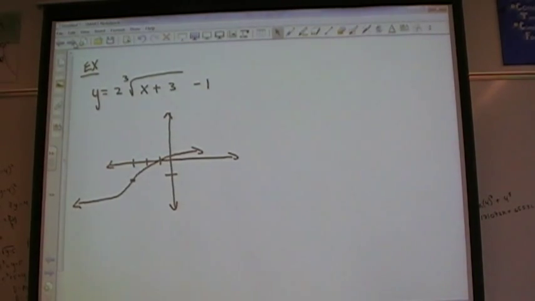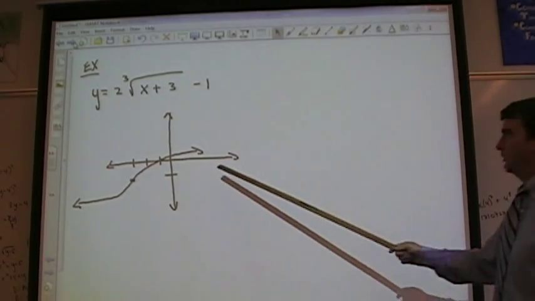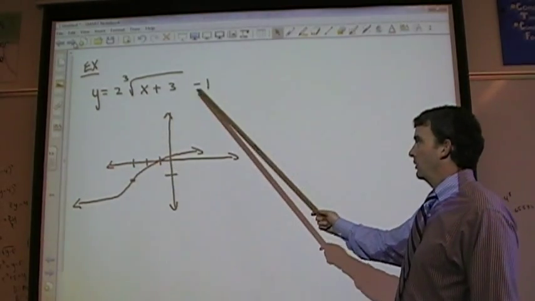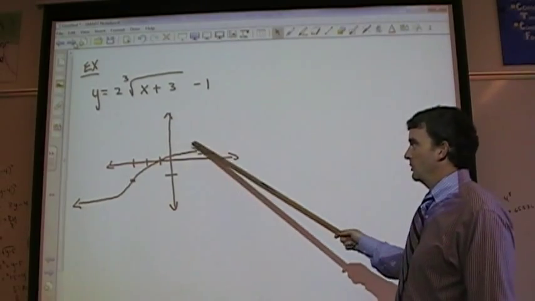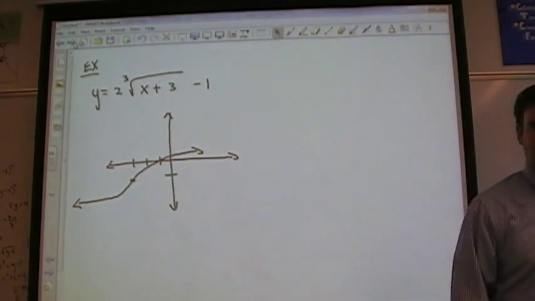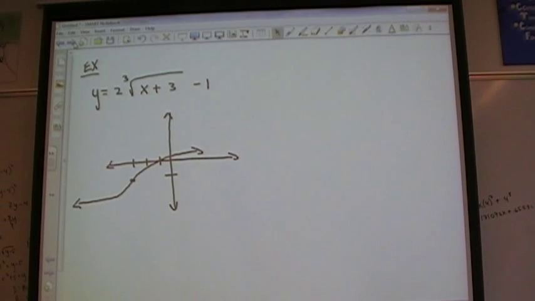And here, same thing. Under the radical, tells me to move it left 3. Outside the radical, down 1. Takes the same shape. Don't worry about how the 2 is going to affect it. Good? Alright, one more.